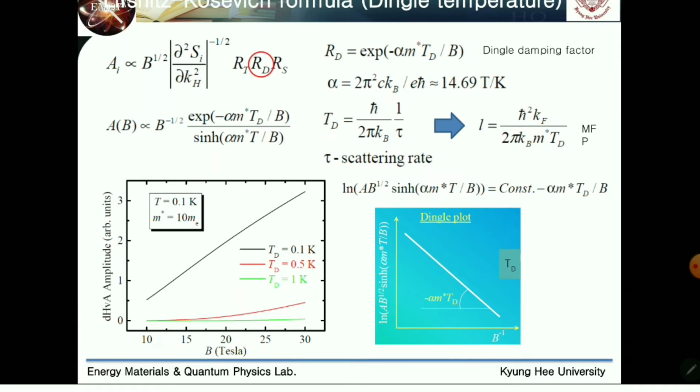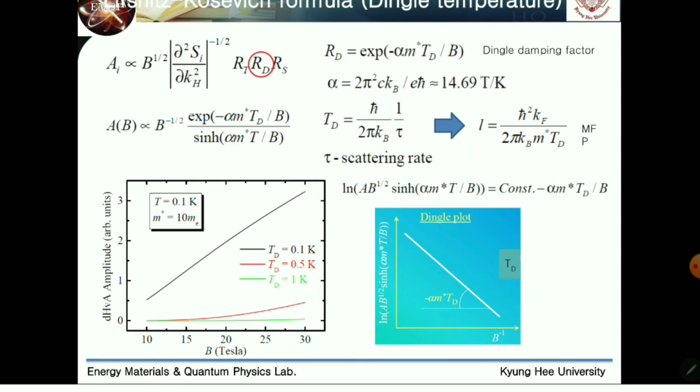Then the Dingle temperature Td is related to the relaxation scattering rate. 1 over tau is the scattering rate, and h bar, 2 pi, and kB are constants. Therefore the Dingle temperature is related to the scattering rate. By using this relation and estimating the Dingle temperature, we can calculate the relaxation time, and by using the relaxation time, we can calculate the mean free path of the carrier.